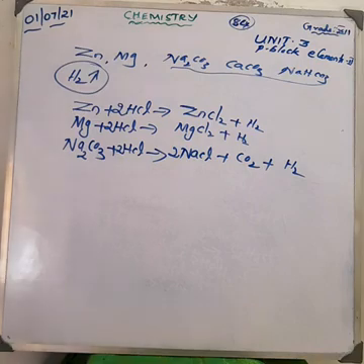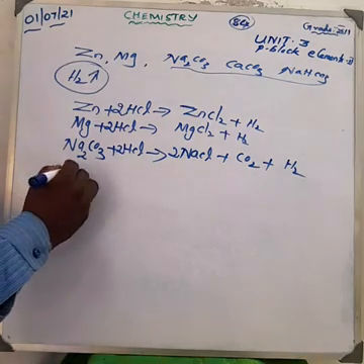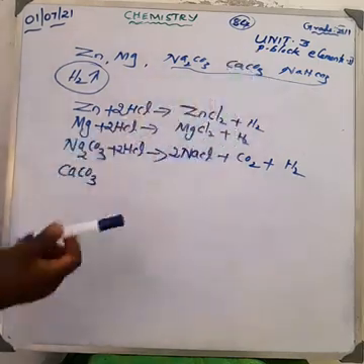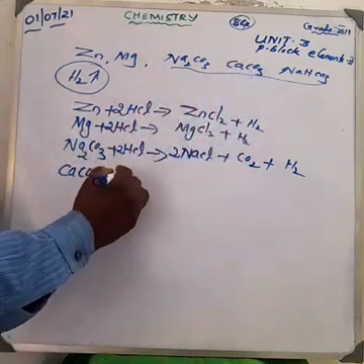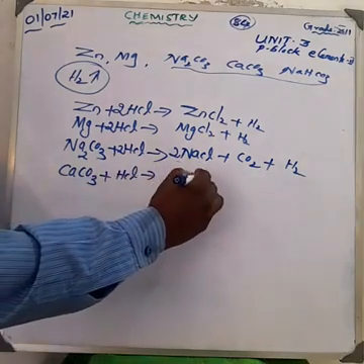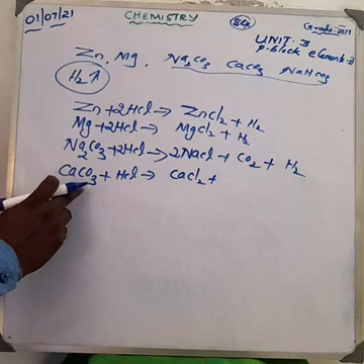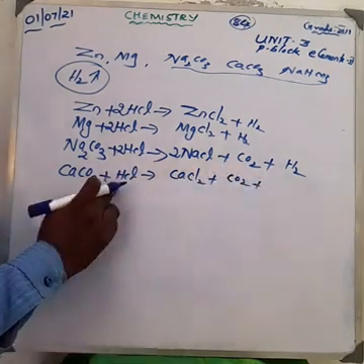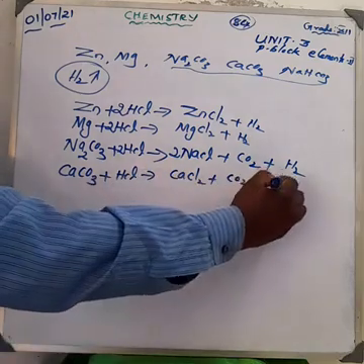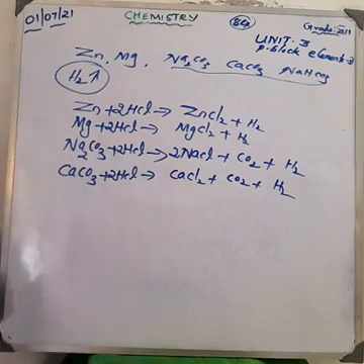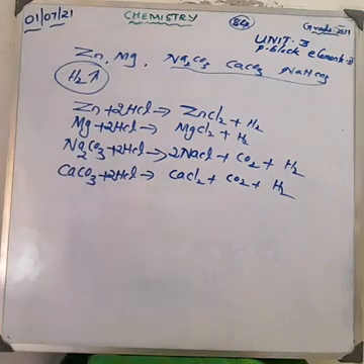Next about calcium carbonate. What is the formula of calcium carbonate? CaCO3 reacts with HCl, we get calcium combines with chlorine to form CaCl2 plus carbonate is converted into carbon dioxide and we get hydrogen, make it 2H2. So on your reactant side make it 2HCl. Now everything is balanced.